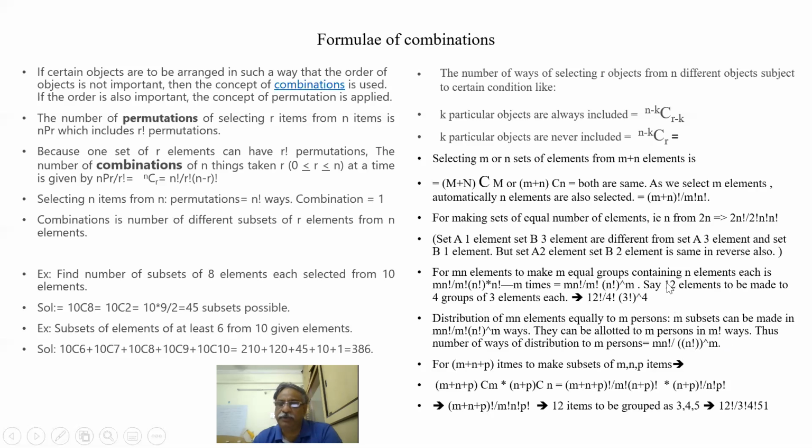See the difference between this example and this example. Here we are only making 4 groups, m equal groups. Here we are distributing to m persons after making equal groups. So the m factorial will get cancelled out, and the answer is mn factorial over n factorial to the power of m in the denominator. So these are some examples.